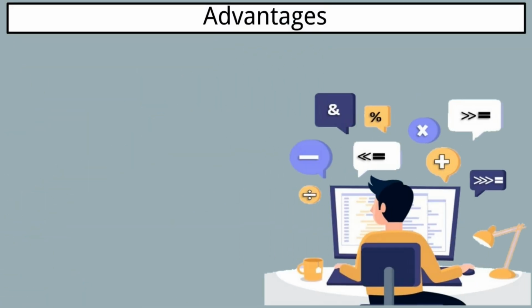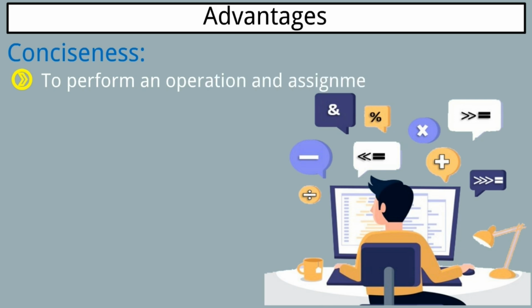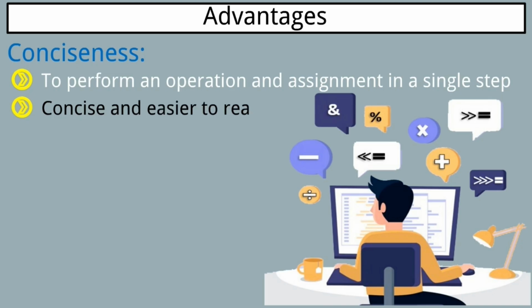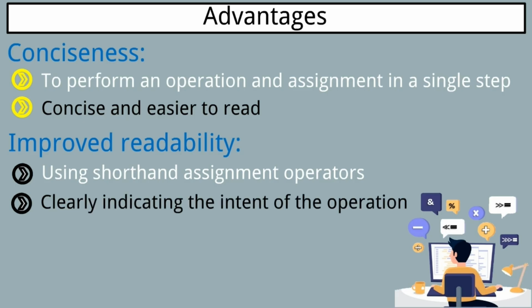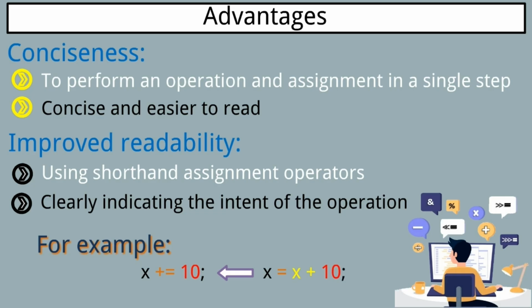Okay, now let's look at several advantages of using assignment operators in Java, like conciseness. Assignment operators allow you to perform an operation and assignment in a single step, which can make your code more concise and easier to read. Then also improved readability. Using shorthand assignment operators can make your code more readable by clearly indicating the intent of the operation. For example, the statement x plus equal 10 is more clear than x equal x plus 10, right?